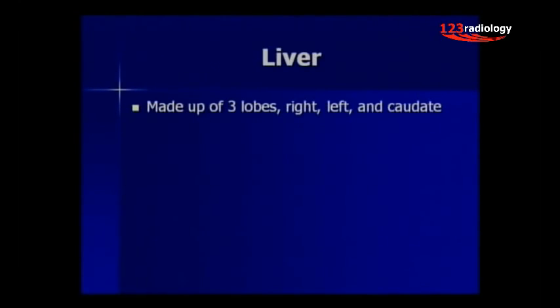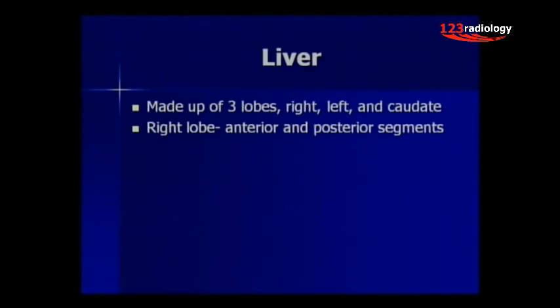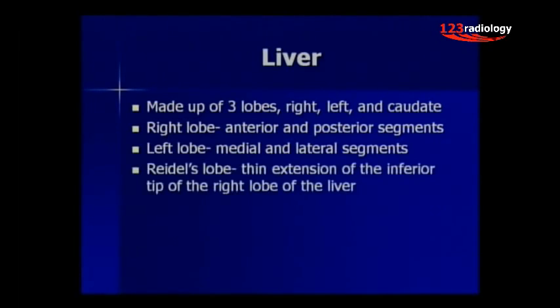So in talking about the liver, we're going to first talk about anatomy. We'll talk then about grayscale characteristics, and then we'll go into the measurements. So the liver is made up of 3 lobes, as we all know, the right, left, and caudate lobe. And the right lobe is further divided into anterior and posterior segments. And the left lobe is further divided into medial and lateral segments.